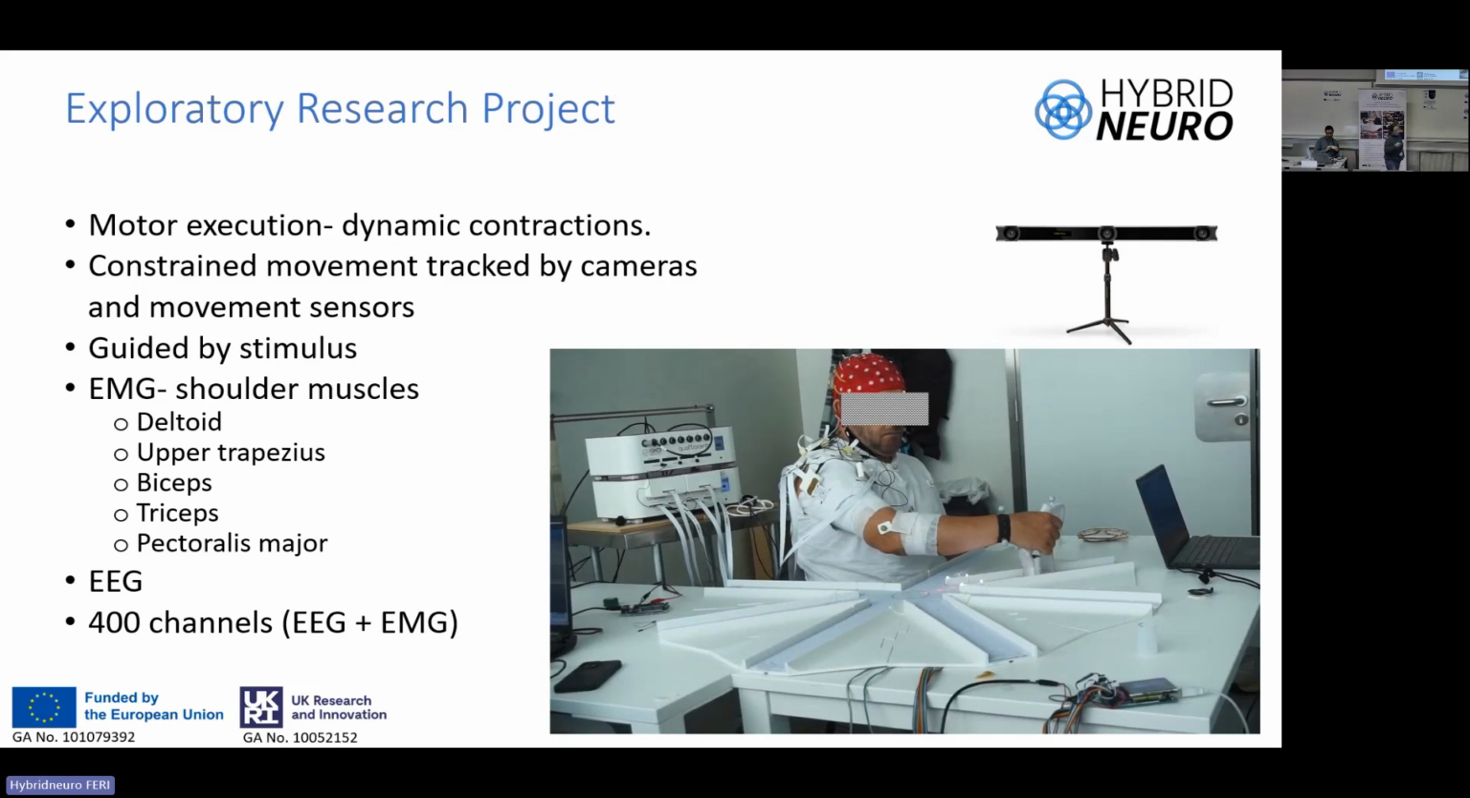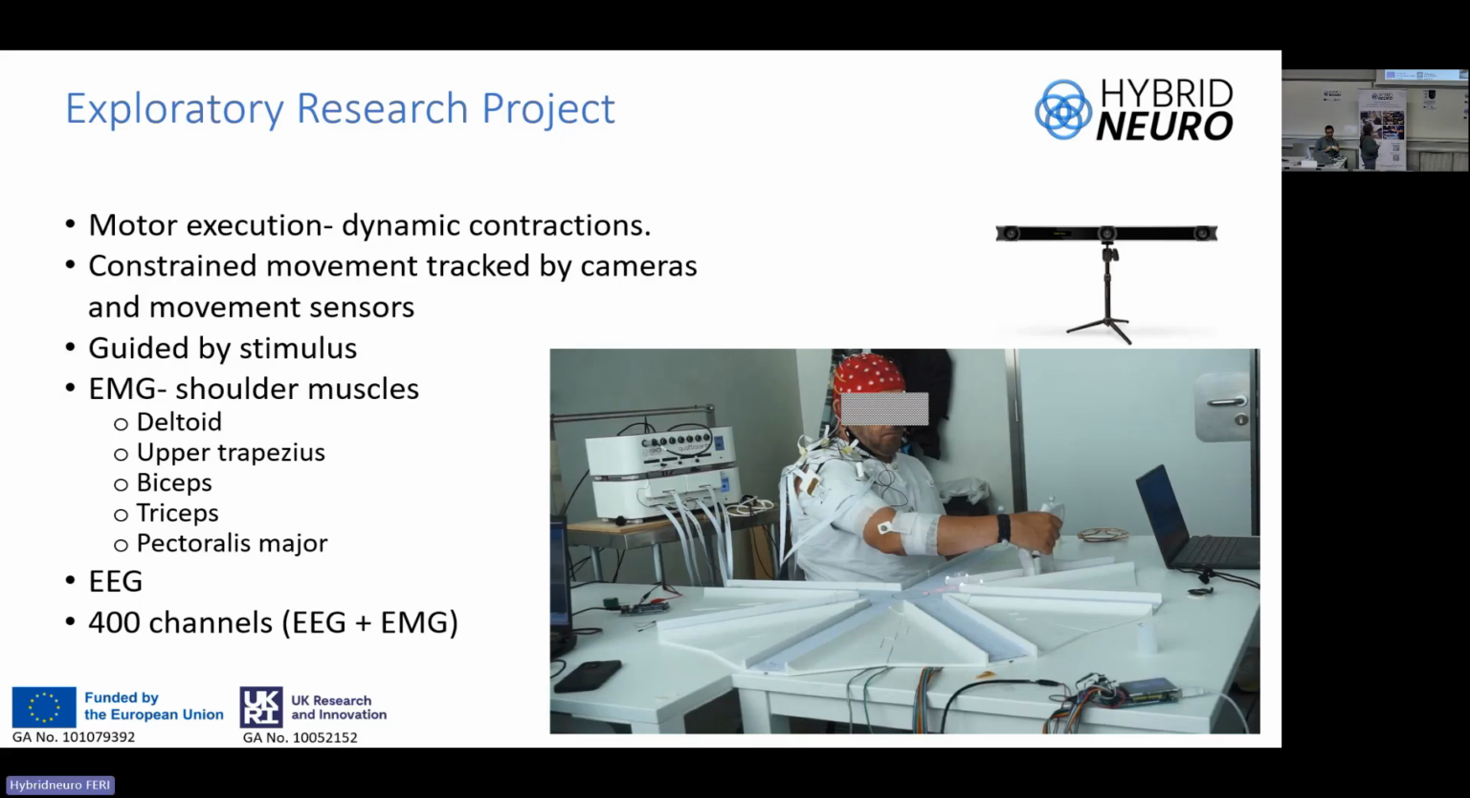We are also measuring quite a set of superficial muscles for the control of the shoulder, which is very interesting for the physicians, because this is the one most affected in stroke. So we're measuring the deltoids, the pectoralis major, the biceps, the triceps, and the trapezius.